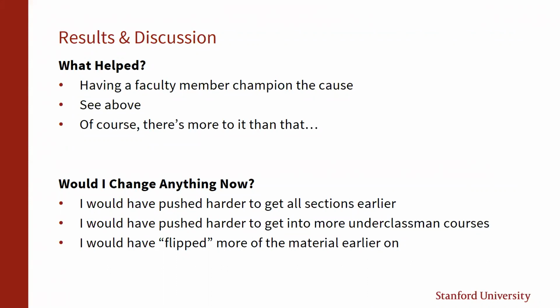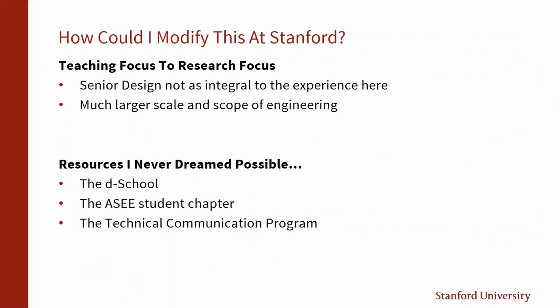I wish I would have flipped some more of the lecture earlier on, but it's not something that I had gotten to. And so how could I modify this here at Stanford in a new gig? Stanford uses the quarter system, which is taking some adjusting for me to get to. And one of the things I've noticed is that senior design isn't really as integral to the experience here. It's a thing, but it's not the end-all be-all for students.